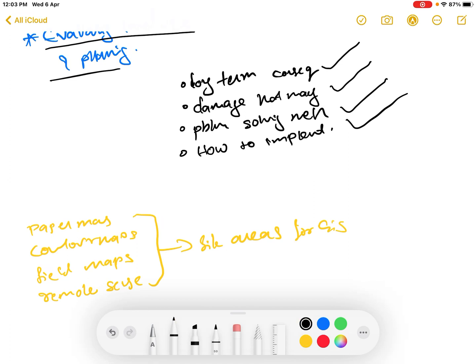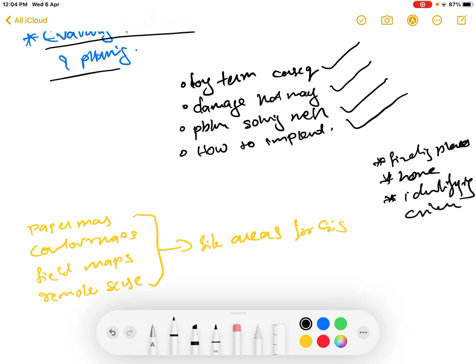Okay. So this is actually another application of GIS. There can be several other applications, like finding new places, or finding a home, identifying criteria. All these things can also be done. So these are all the applications of GIS.